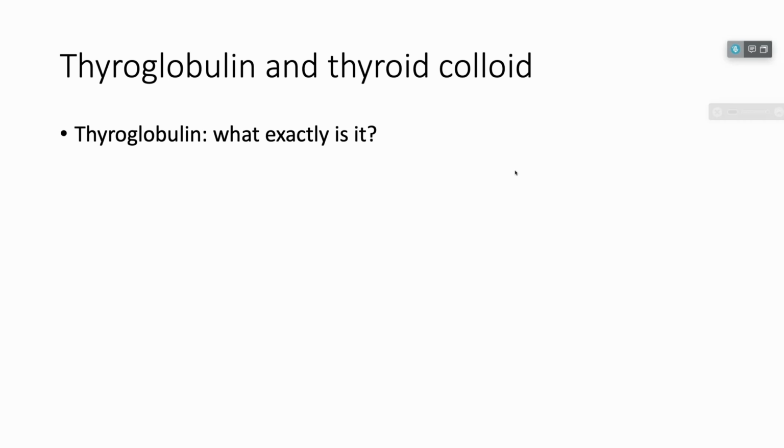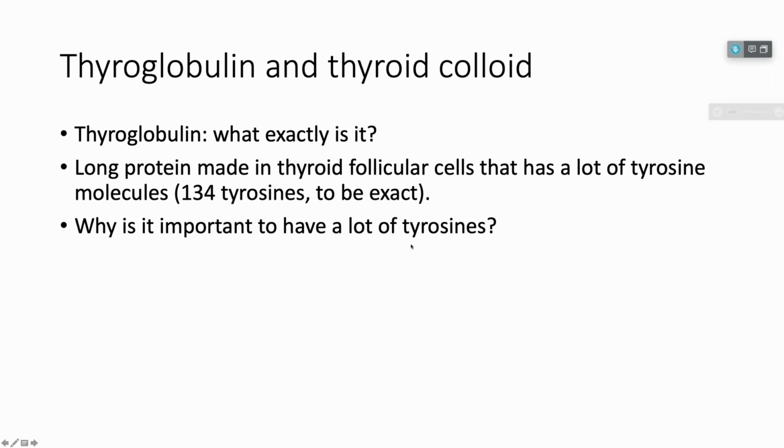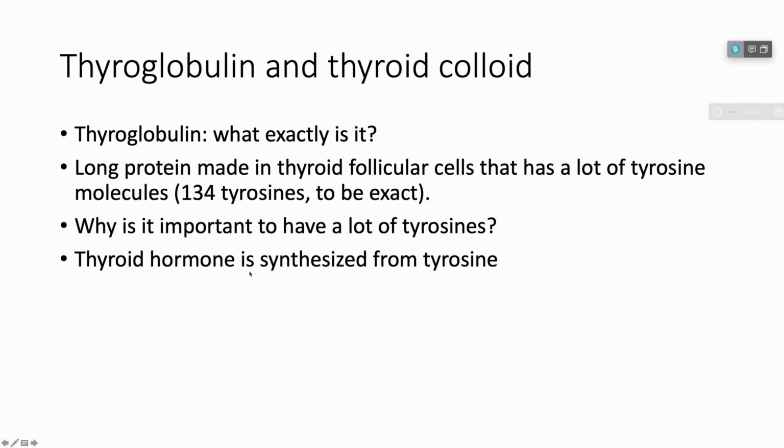It's a long protein. Is that it? Yeah, it's a long protein, and it has a lot of what amino acid? Oh, a lot of tyrosine. Exactly. It's a really long protein, and it has a ton of tyrosine molecules. 134 to be exact. Crazy, right? Why? Because guess what thyroid hormone is made out of? Tyrosine, right? So why is it important to have a lot of tyrosines? We just said, thyroid hormone is synthesized from tyrosine.